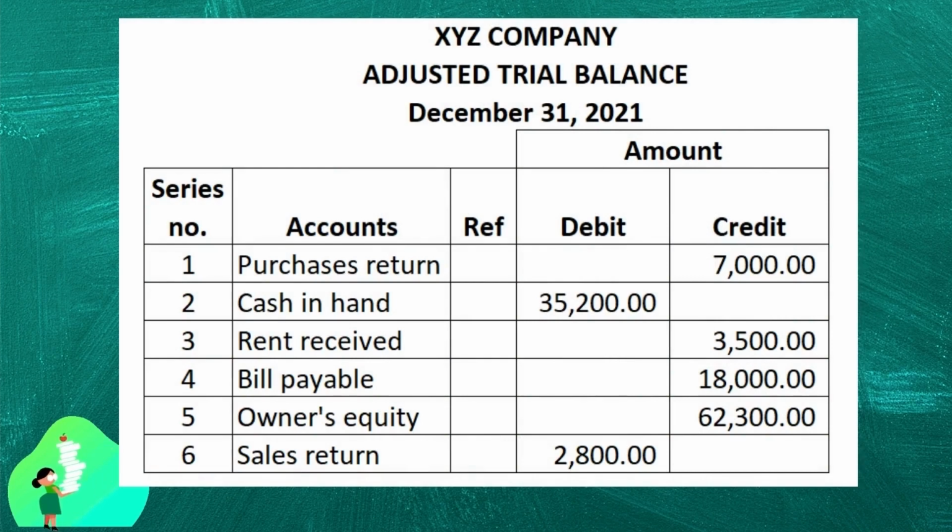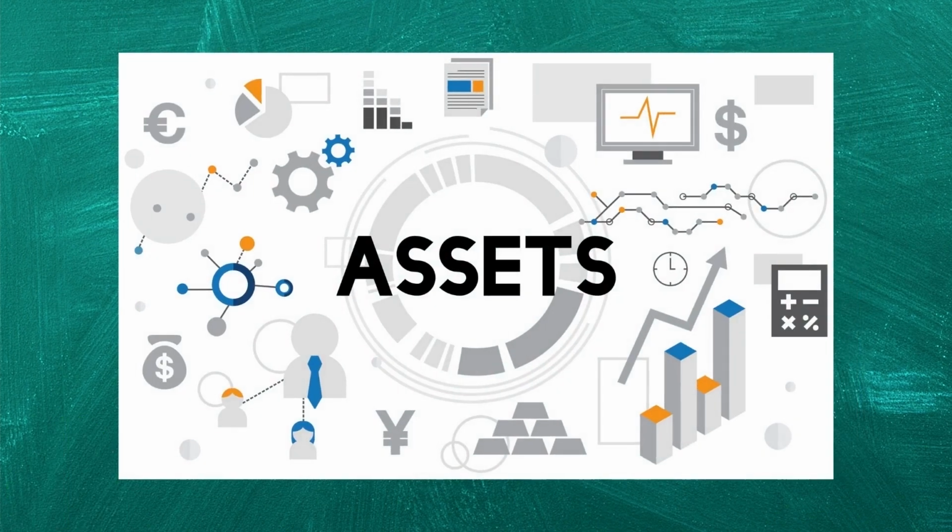Next one is adjusted trial balance. So here it reflects totals after the adjusting entries are posted to the general ledger. So this is an example of an adjusted trial balance.